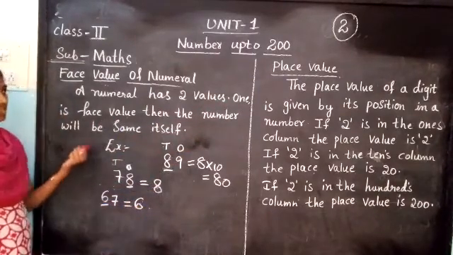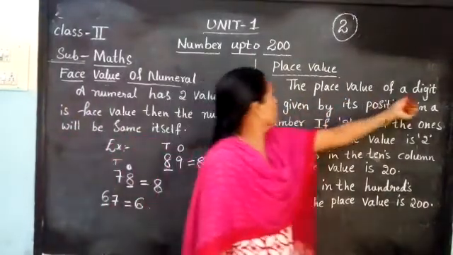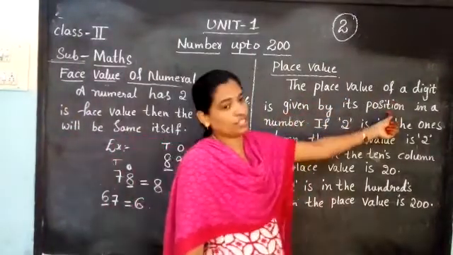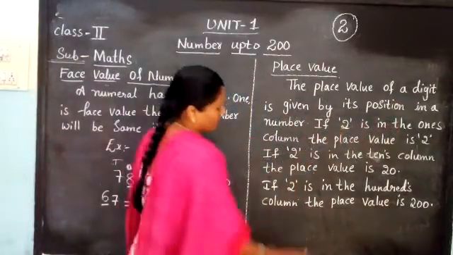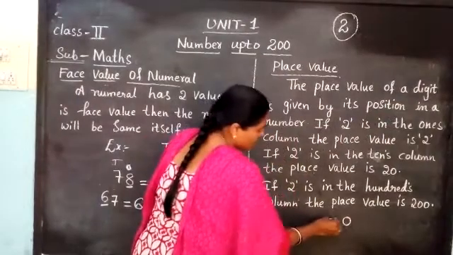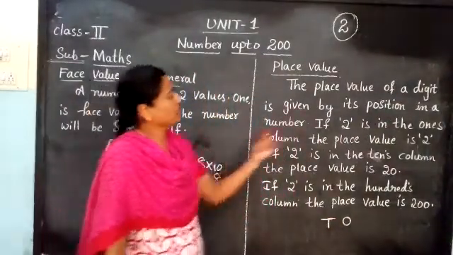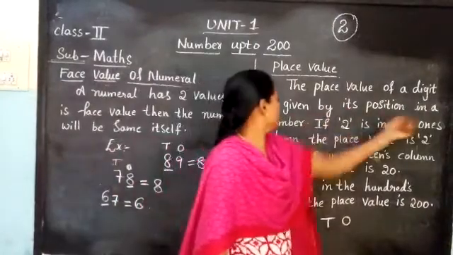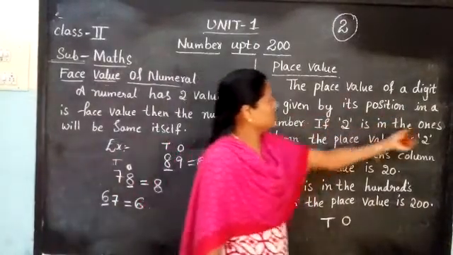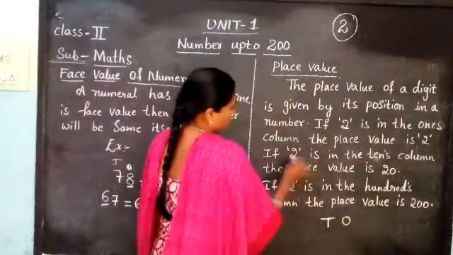Okay children, now I will go to the next topic, that is place value. The place value of a digit is given by its position. Here we take the ones and tens places. In face value we do not take any place value, but in place value the value is given by its position in a number. If 2 is in the ones column, the place value will be 2, 2 into 1, 2 only.